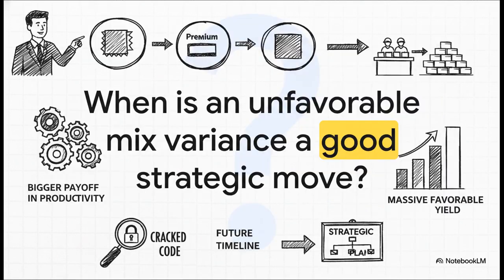Excellent. And this leaves us with one last really powerful thought. You know, our retail store might have just stumbled into this great result, but what if it was intentional? As a manager, when would you deliberately choose a more expensive mix of people or materials, creating an unfavorable mix variance because you're betting on a huge payoff in productivity? Now that you know how to crack the code, you can use these tools not just to analyze the past, but to strategically engineer a more successful future.